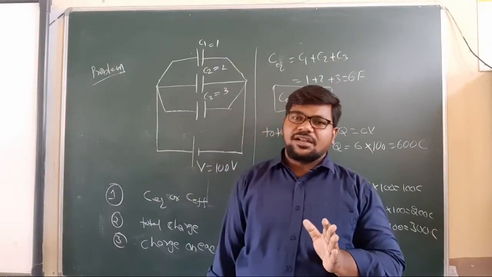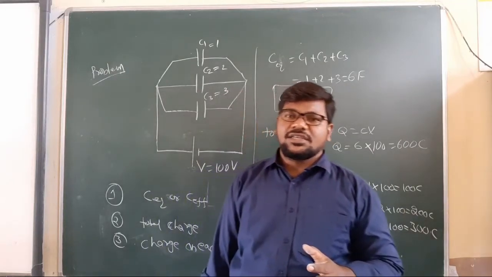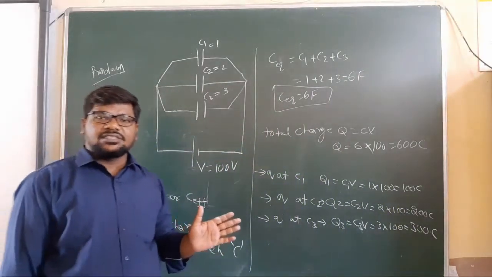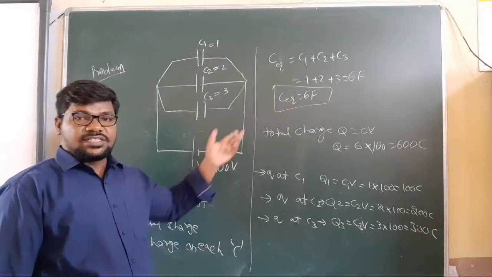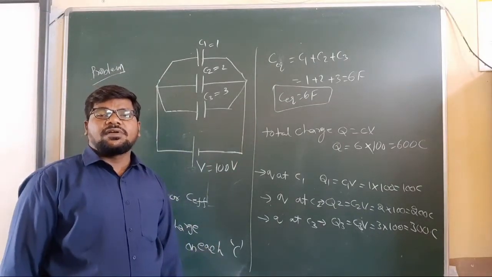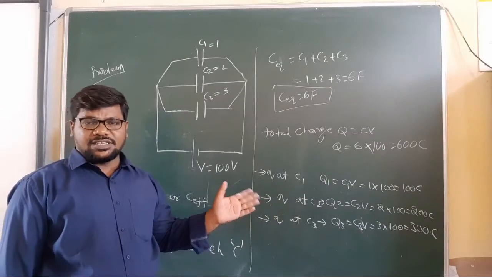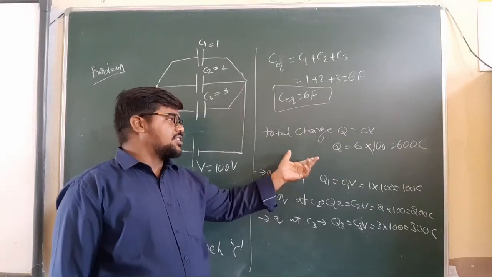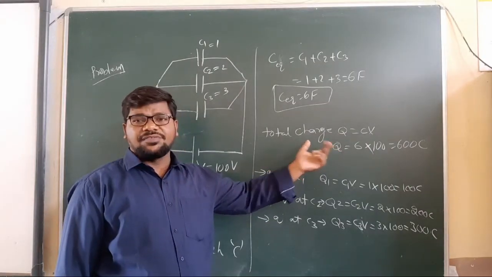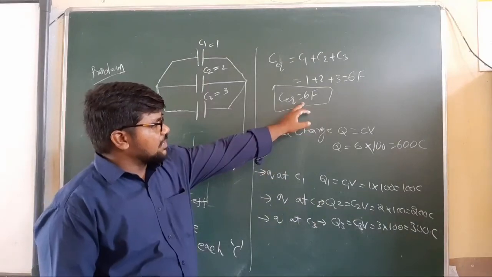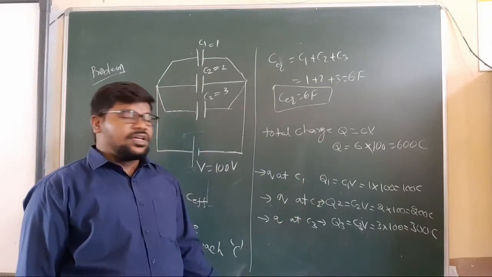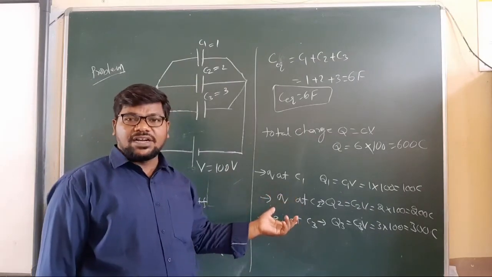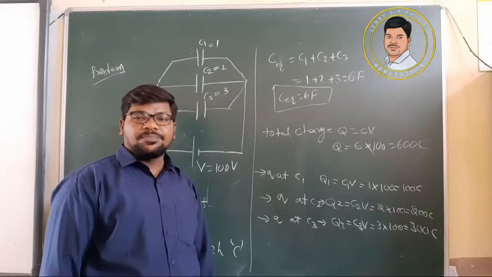Here they gave a parallel combination. First we need to find the equivalent capacitance. If the 1, 2, 3 capacitors are arranged in parallel, what is the formula? C is equal to C1 plus C2 plus C3. 1 plus 2 plus 3, 6. Then total charge Q is equal to effective capacitance and V, C into V. C 6 into 100, 600 coulombs. Then we need to find the charge at each capacitor: Q1, Q2, Q3. Clear, my children?